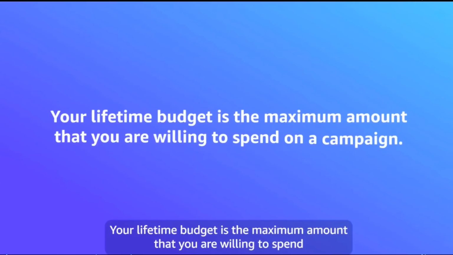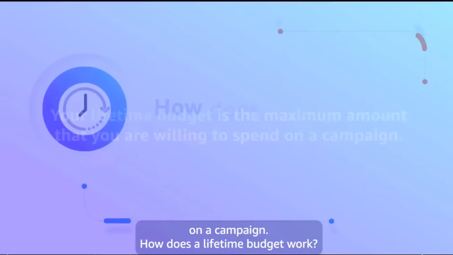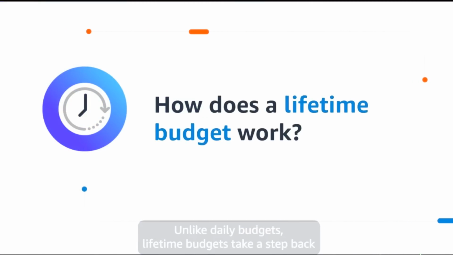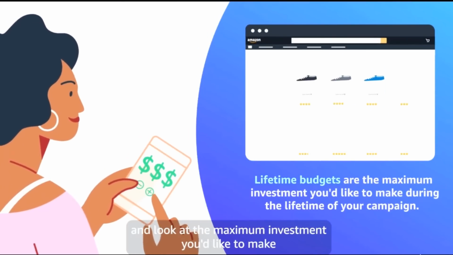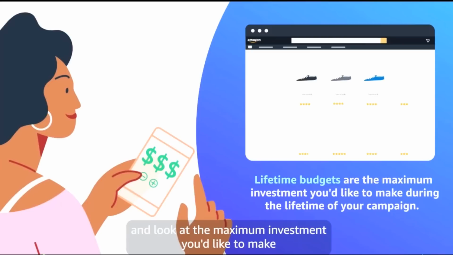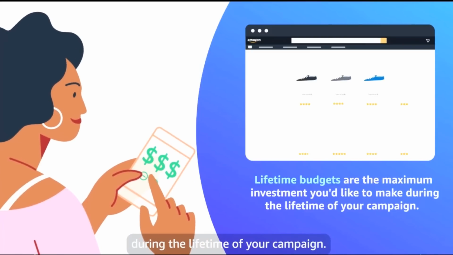Your lifetime budget is the maximum amount that you are willing to spend on a campaign. How does a lifetime budget work? Unlike daily budgets, lifetime budgets take a step back and look at the maximum investment you'd like to make during the lifetime of your campaign.